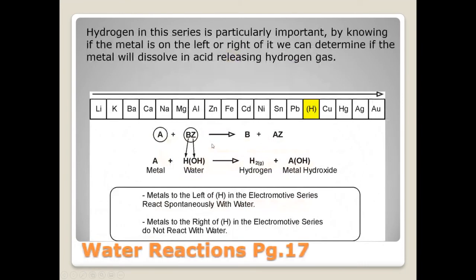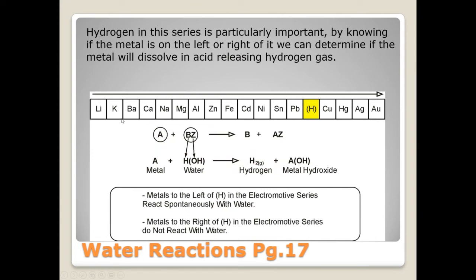We use this similar exercise when we're dealing with hydrogen and specifically water reactions. This ties into our analyzers where we talk about lots of liquid analyzers this year. Hydrogen is particularly important because if we know if the metal is on the left or right, we can determine if the metal will dissolve in acid, which releases hydrogen gas. We'll talk a little bit later about some things that are also indicators that a reaction is occurring, and the releasing of a gas in the form of bubbles is a fantastic indicator that a reaction is happening visually.